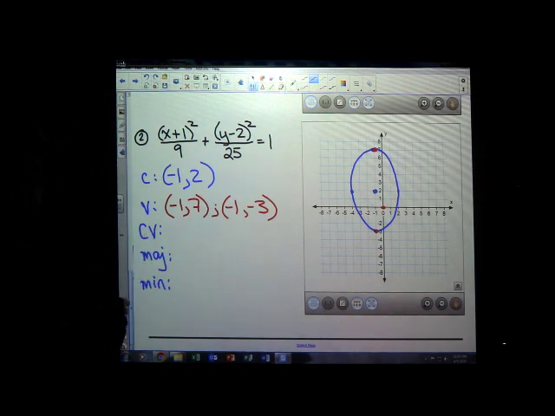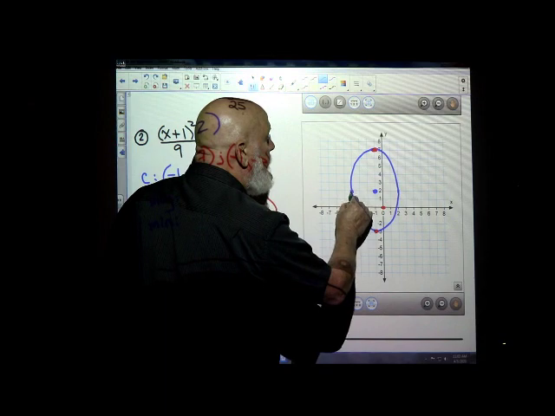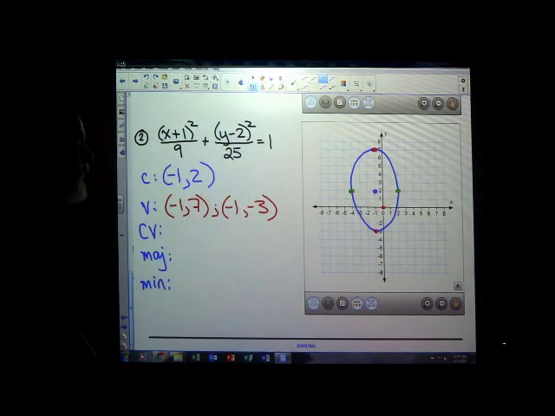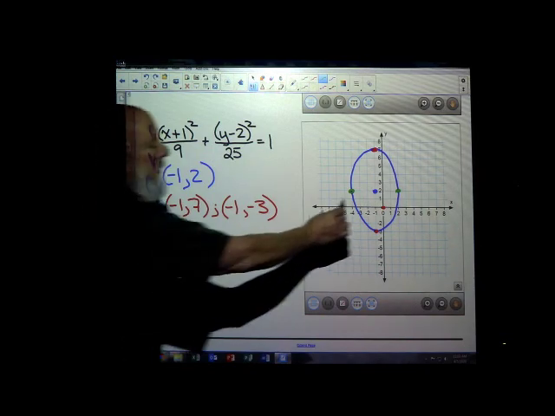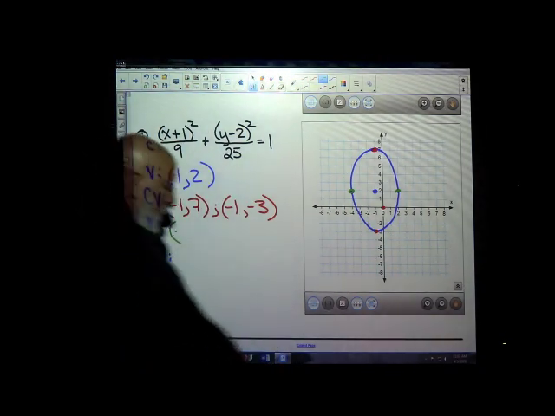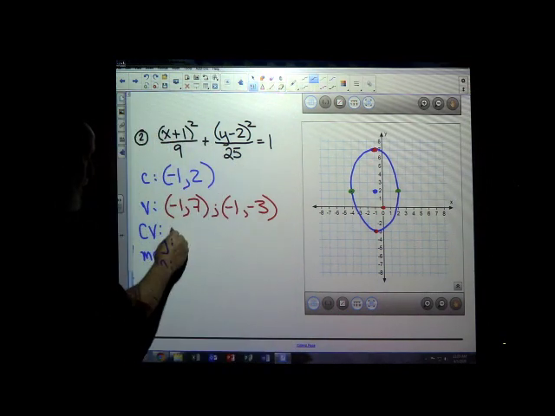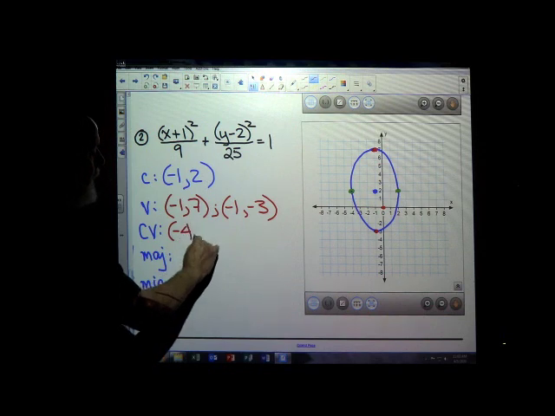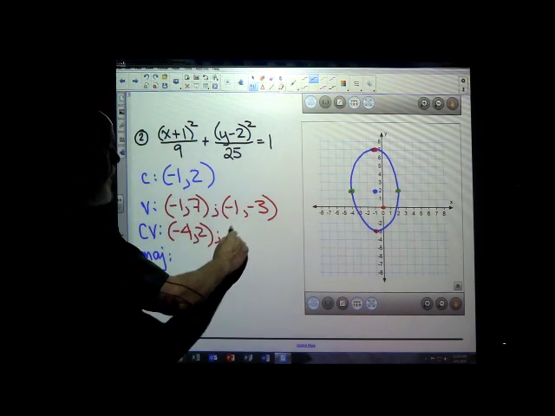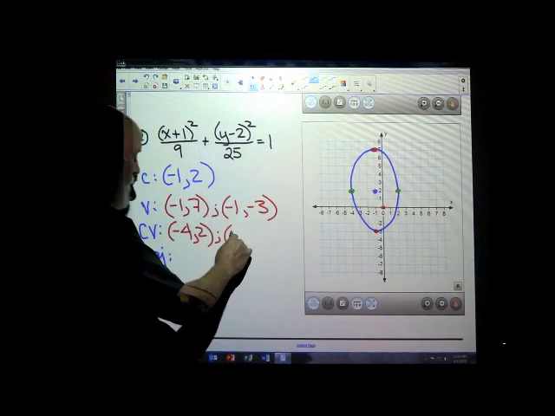To find the co-vertices, we do the same thing, except we're looking for these points right here. The coordinates of those points. So, from the origin, I'm going to go 4 to the left and up 2. I'll do that in a different color. It'll probably show up a little better. 4 to the left and up 2. That's this one. And the other one would be from the origin, 2 to the right, up 2.